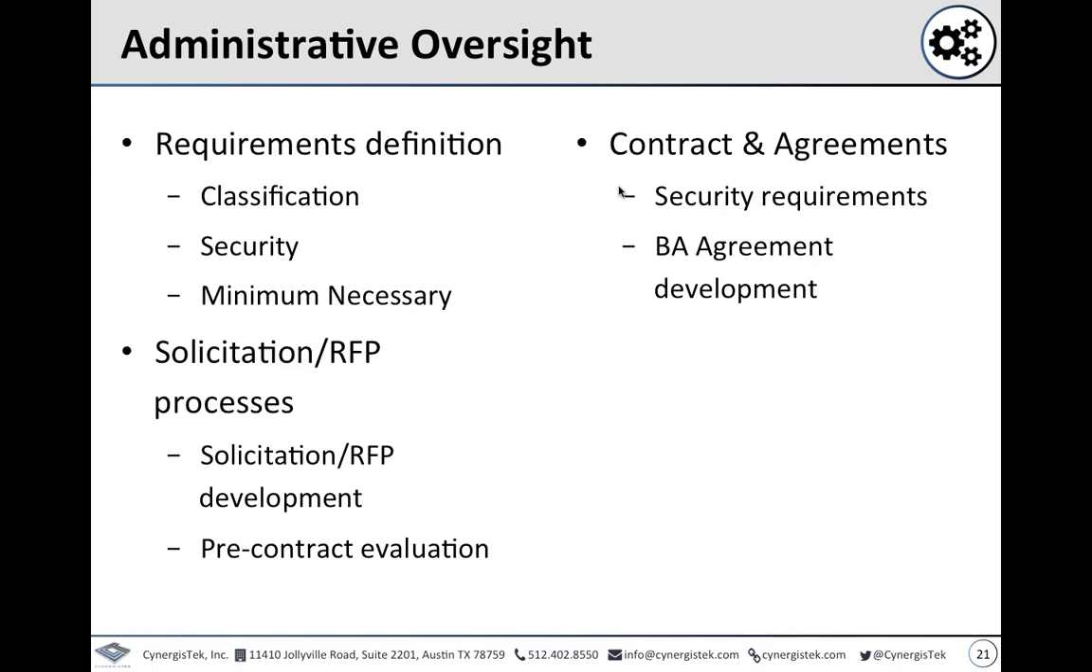Put in place appropriate solicitation or request for proposal processes that clearly delineate the requirements and the steps that the business associate is going to have to take to safeguard and protect the information, and make it a part of a submission to the RFP, the measures that the covered entity either has in place or will put in place to assure that the information will be protected.